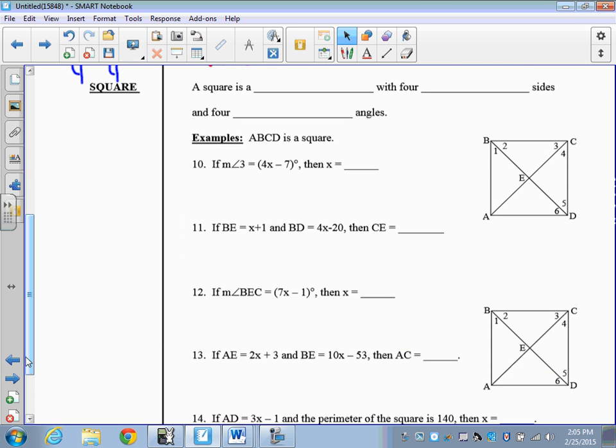So a little bit of a review on the rhombus. We said that the diagonals were perpendicular. All 4 sides were congruent. And the opposite angles bisected each other.